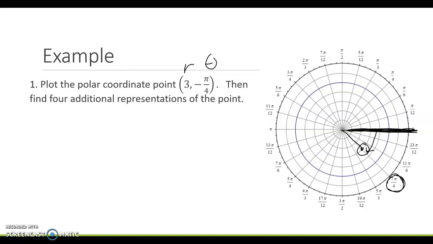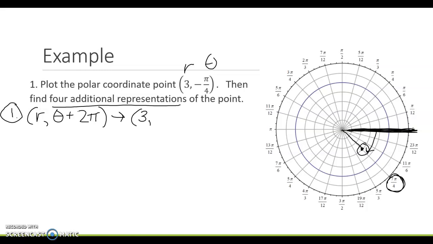Now let's look at 4 additional ways to represent that point based on those formulas that I showed you on the previous slide. So the first one says we can keep our r value the same and then take theta and add 2 pi. Well, what's that going to change my point to here?